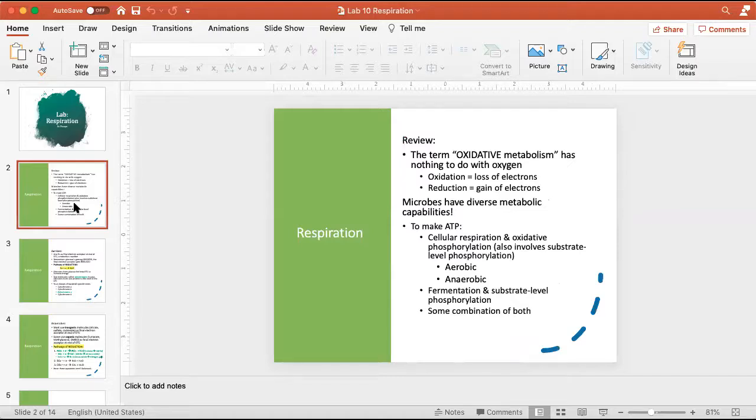So the first thing I want to do is just do a little bit of very quick review. Remember, when we use this term oxidative, we're not talking about oxygen. We're talking about redox reactions. So anytime we talk about oxidative metabolism, we're talking about cellular respiration, which is a long series of redox reactions, oxidation, reduction reactions. Remember, oxidation is a loss of electrons. Reduction is a gain of electrons.